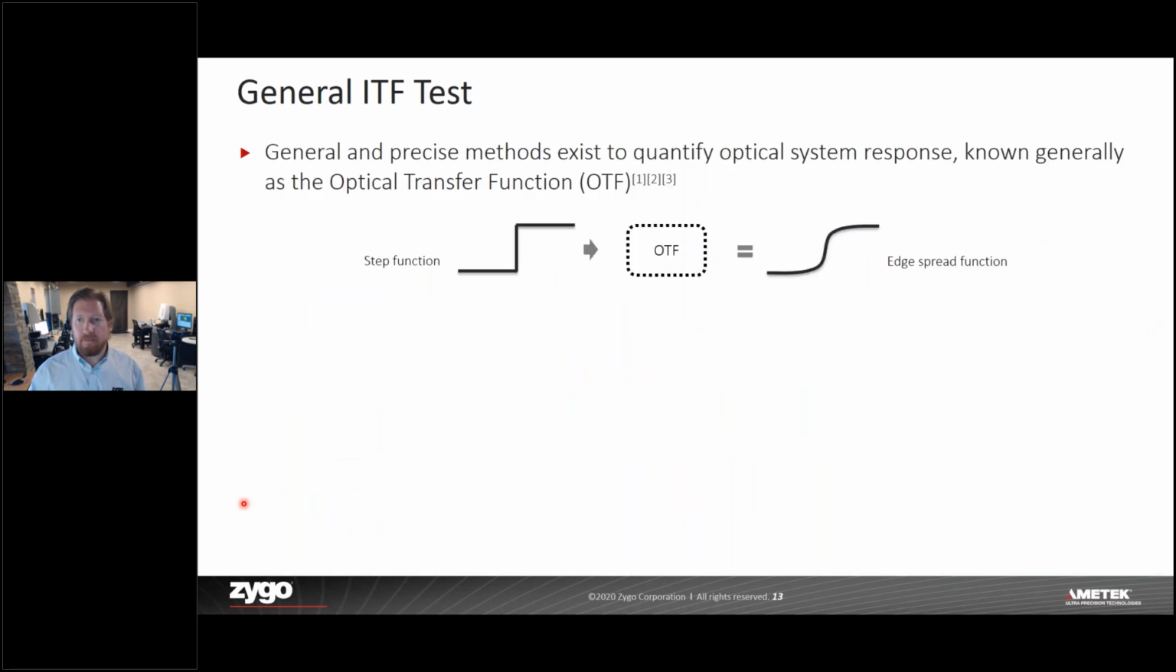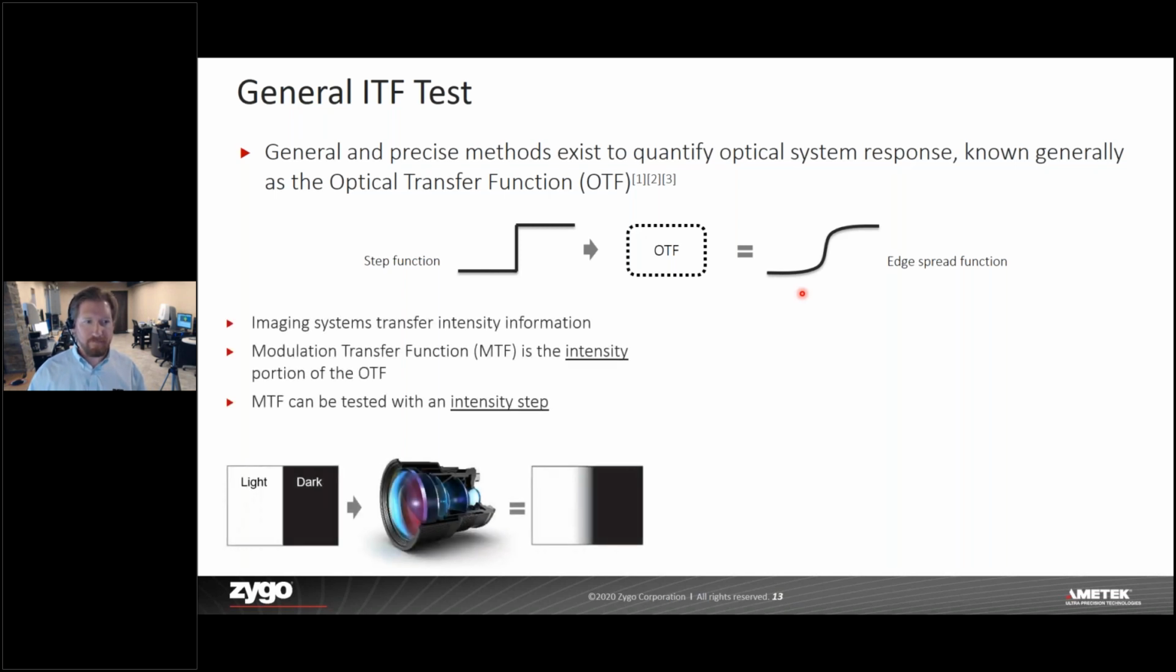So we'd like to have a more general method to quantify ITF, and it turns out that general and precise methods do exist to quantify optical system response. These are known generally as the optical transfer function, where a step function input into the optical system will result in some edge spread function in the most general definition.